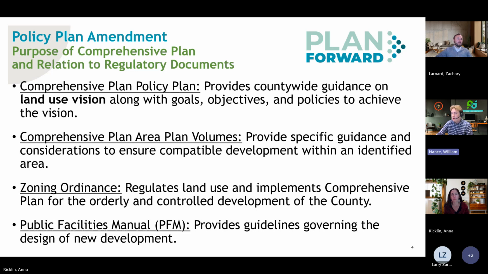The policy plan applies countywide. Therefore, it's important to ensure the policies developed are general and flexible enough to apply across the county, but also targeted enough to address the topic we are working to improve. The area plan volumes of the comprehensive plan provide specific guidance and recommendations pertaining to development within the areas of the county to ensure that development is addressing area and site-specific considerations. The zoning ordinance is a regulatory document that applies to all structures and is intended to promote the health, safety, and general welfare of the public and to implement the comprehensive plan. And finally, the PFM provides the specific engineering guidelines for development and construction.